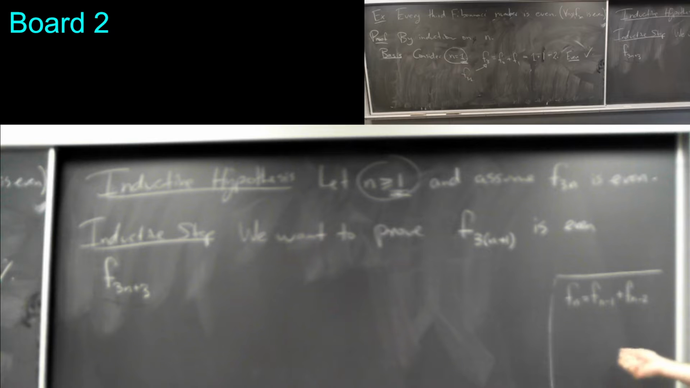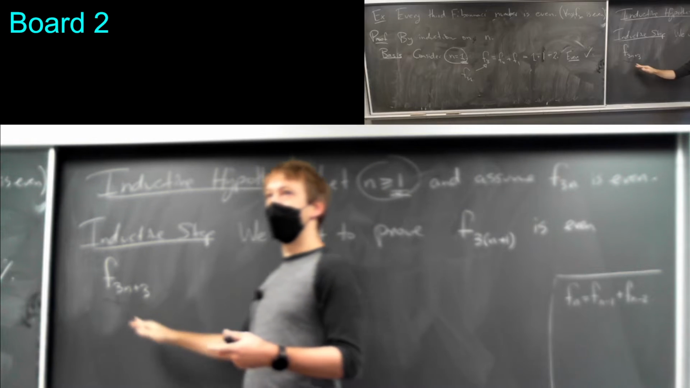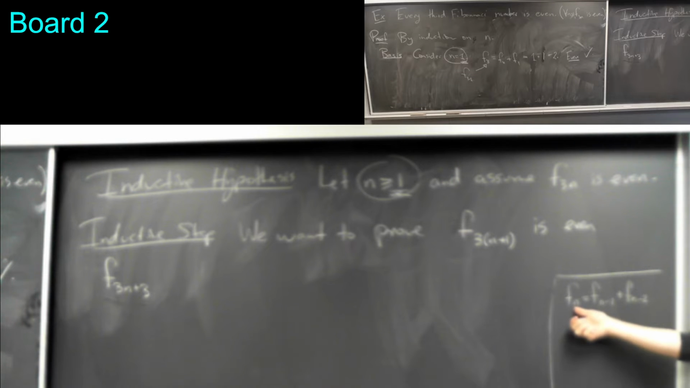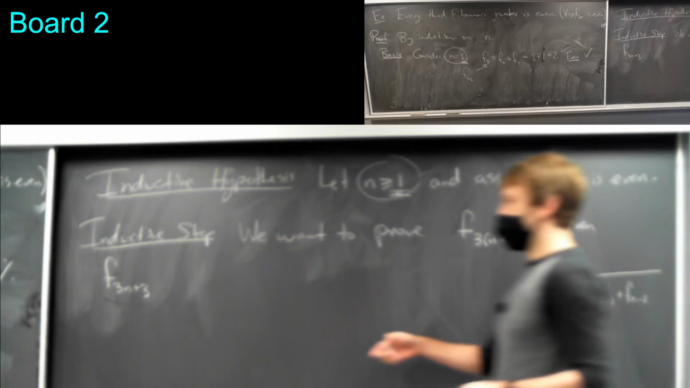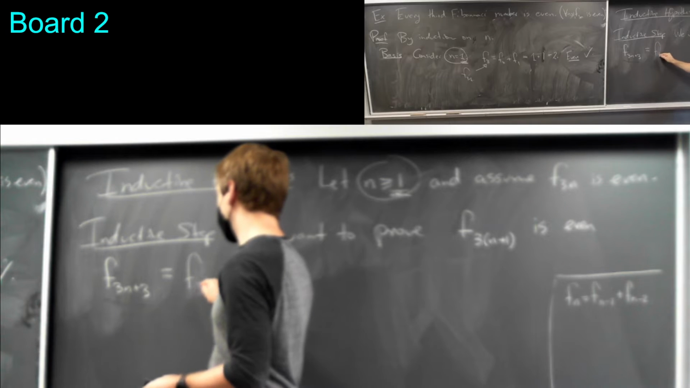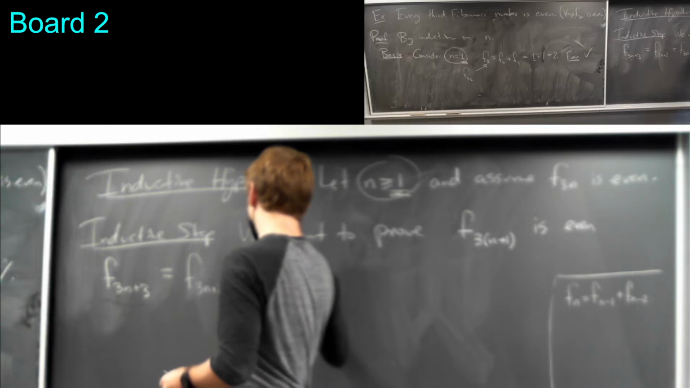This might look weird because this is an n, and that's like a 3n plus 3. So you might be thinking, this is not an n or something, right? But really what this is saying is every element of the sequence is the sum of the two previous elements. So my two previous elements here are f of 3n plus 2 plus f of 3n plus 1.